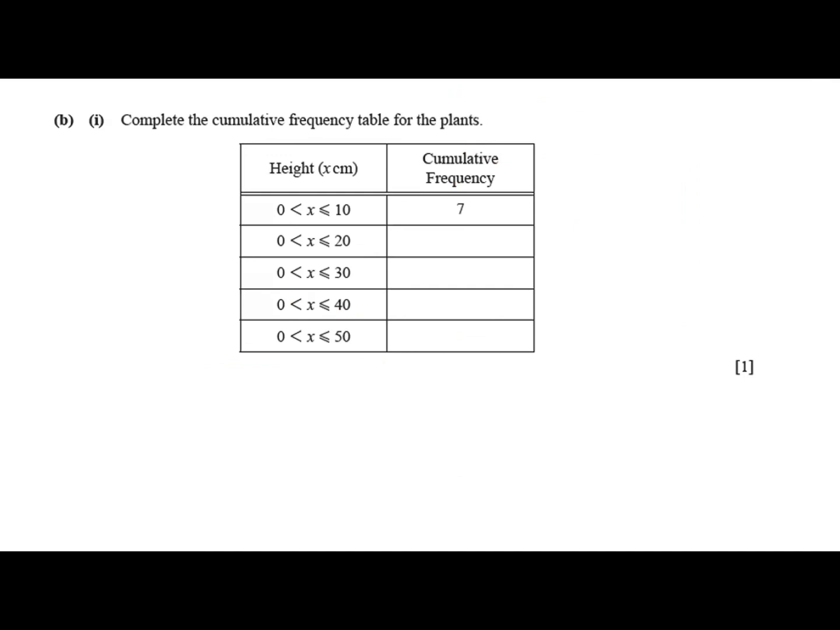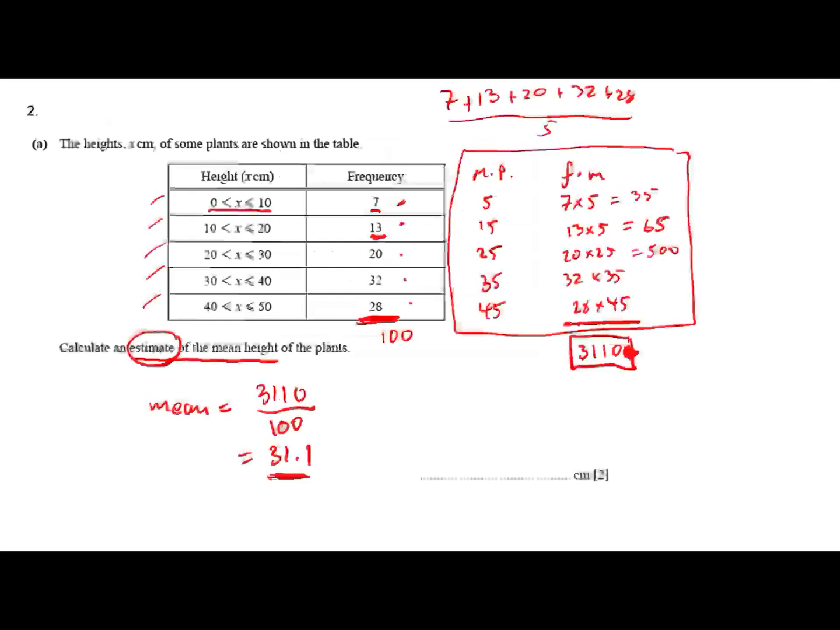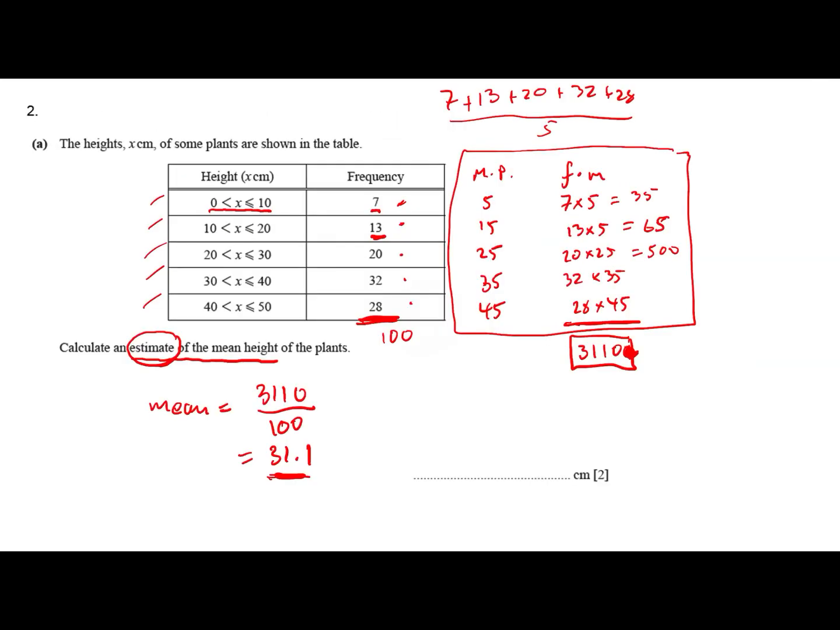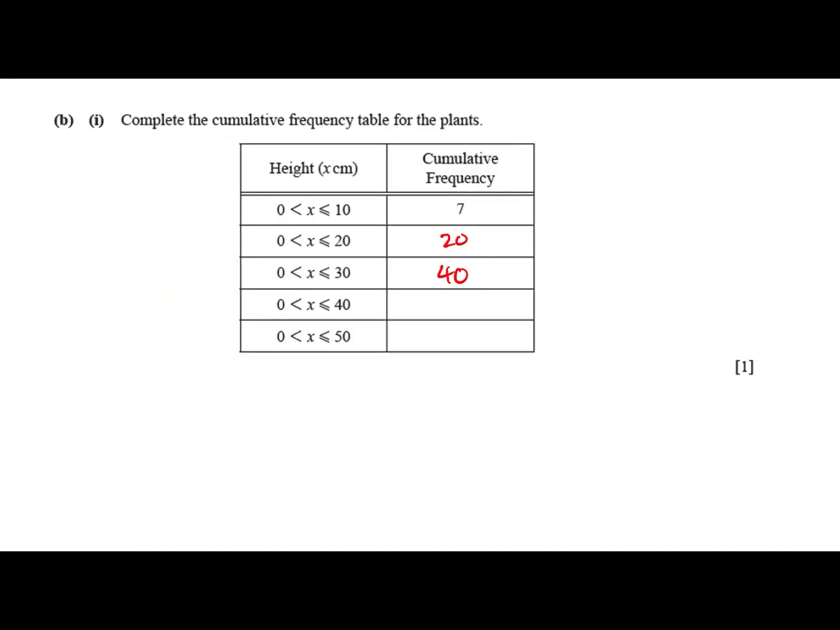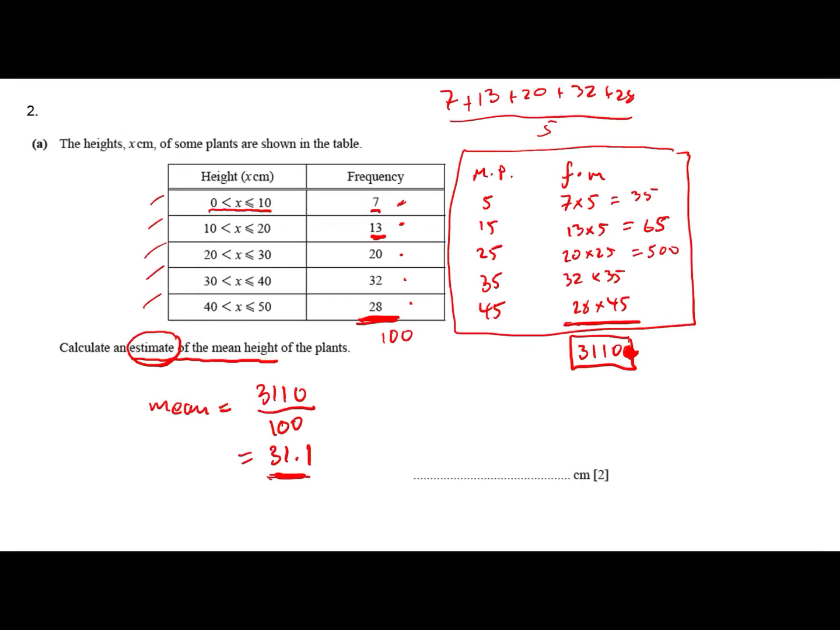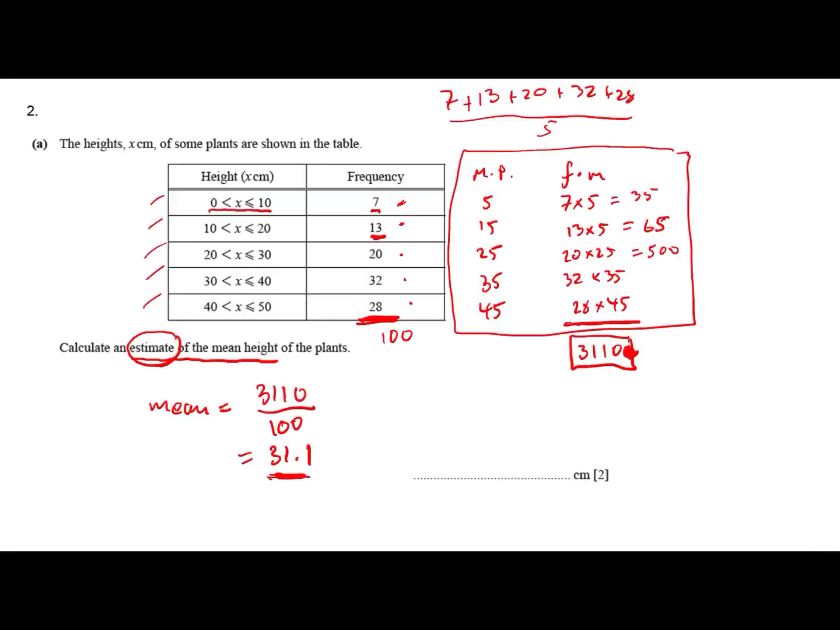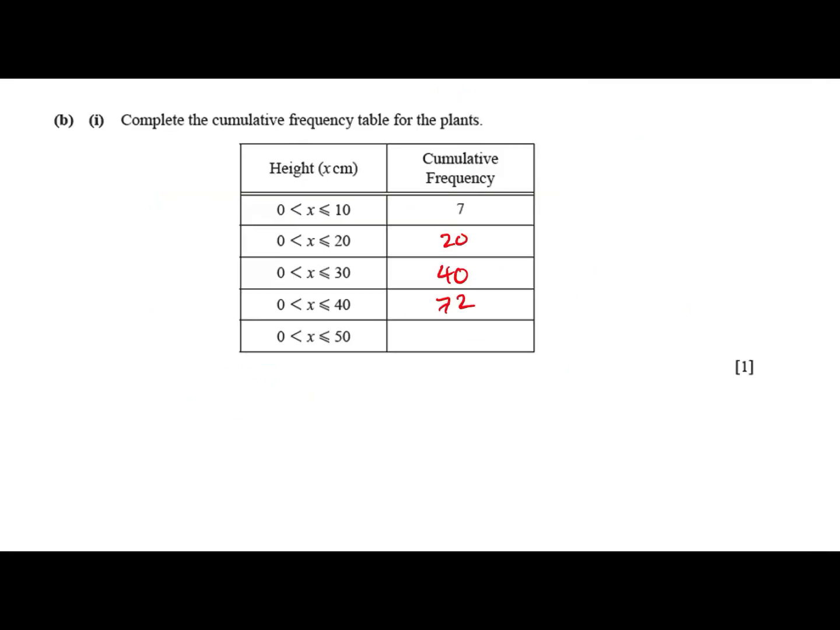So the cumulative frequencies is, well, how many are there between 0 and 20? So there's going to be 7 plus 13. It's going to be 20. Between 0 and 30, add another 20, is going to be 40. Okay, add 32, it's going to be 72. Add the 28, it's going to be 100. Okay, there's your cumulative frequency.